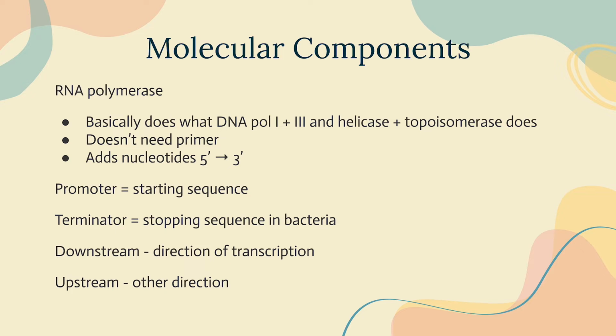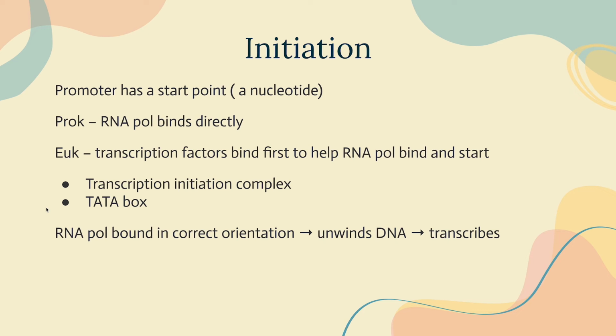It separates the strands of DNA, and it just goes in, and then the strands close right behind it. So that's what it means when it says helicase and topoisomerase functions are covered by RNA polymerase. And it adds nucleotides 5' to 3', like DNA polymerase. Then some terminology: the promoter is the starting sequence. The terminator is the stopping sequence in bacteria. Downstream is in the direction of transcription, and upstream is in the other direction. So downstream from the promoter would be the gene, and upstream would be some other things.